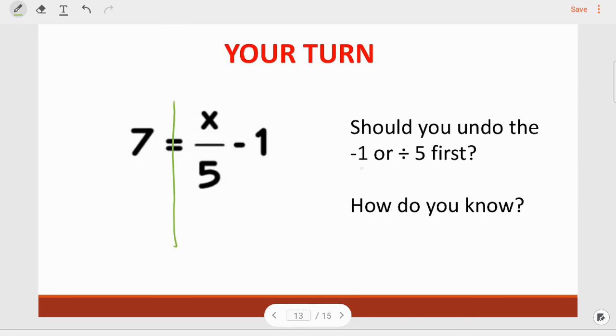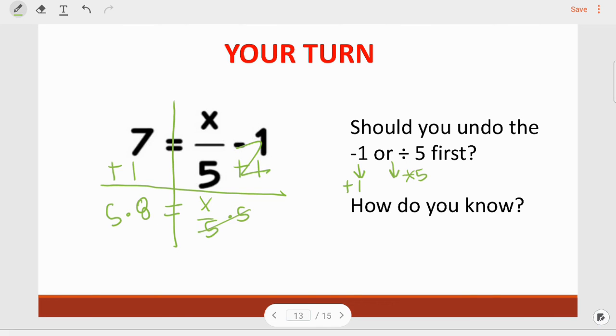We're going to draw our equal sign. How do I get rid of the minus 1? I'm going to add 1. 7 plus 1 is 8. And I'm left with, on the side, x divided by 5, and this zeroes out. How do I get rid of dividing by 5? I'm going to multiply by 5. I'm going to do that on both sides. That eliminates, and I'm left with 40 equals x.